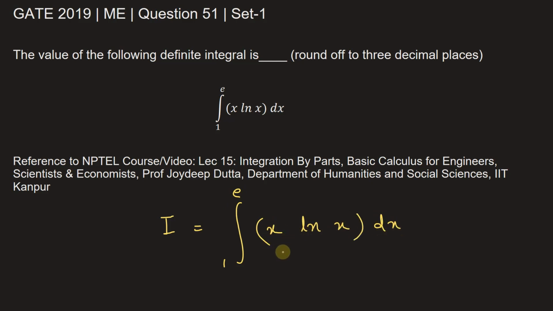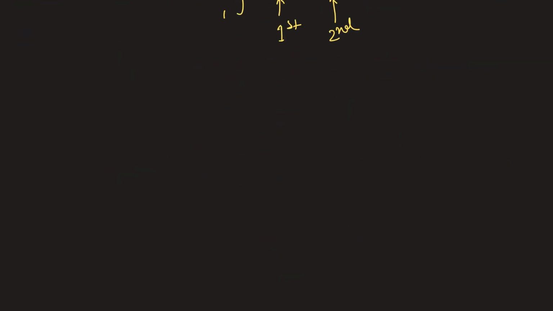This has two functions, a first function and a second function. If you need to evaluate this type of integral, the multiple of two functions, the easy way to do it is using integration by parts. Now let's understand what integration by parts is and how we perform it.